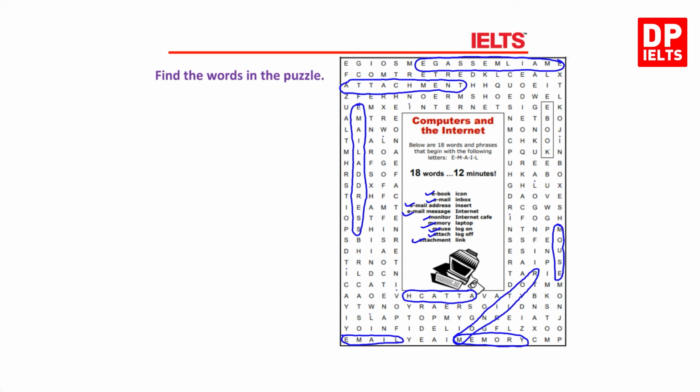Now we're moving into I, right? So next we have to find icon. Right, we've got icon. Next we have to find inbox. Inbox. What is the next word? Insert. Next, we have to find internet. Internet. Next word, internet cafe. Where can you find internet cafe? Here we found it.